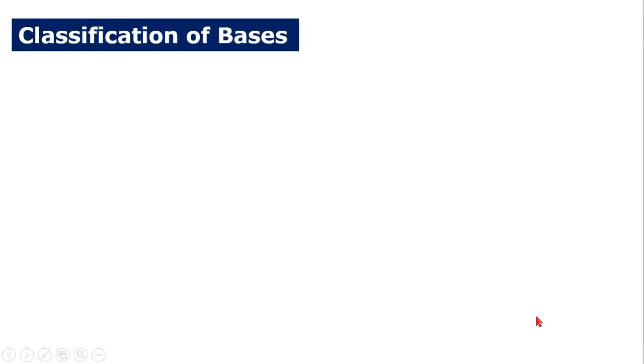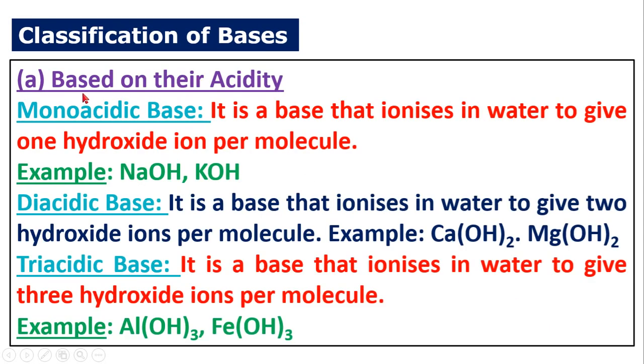Classification of bases. The first one, based on their acidity. In bases, you have to find the acidity. What is acidity? Acidity means the number of replaceable hydroxide ions, OH minus, present in one molecule of a base. It is classified into monoacidic base, diacidic base and triacidic base.